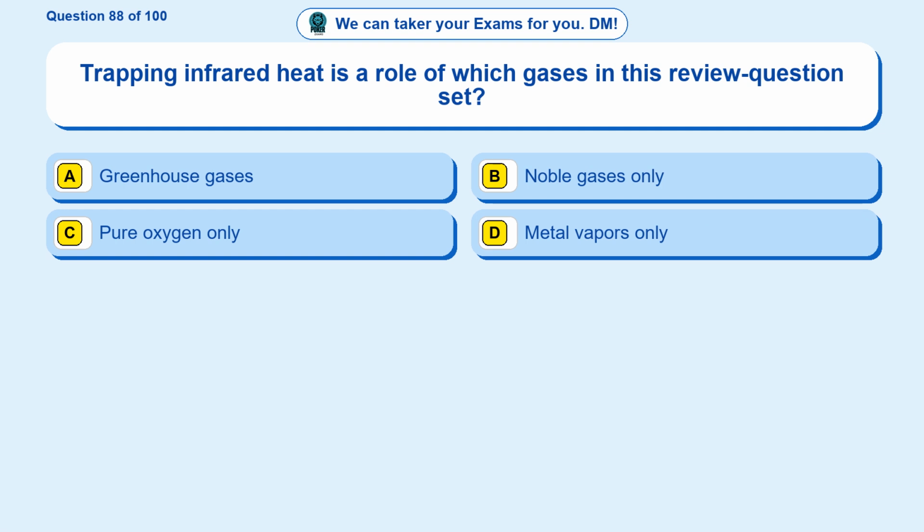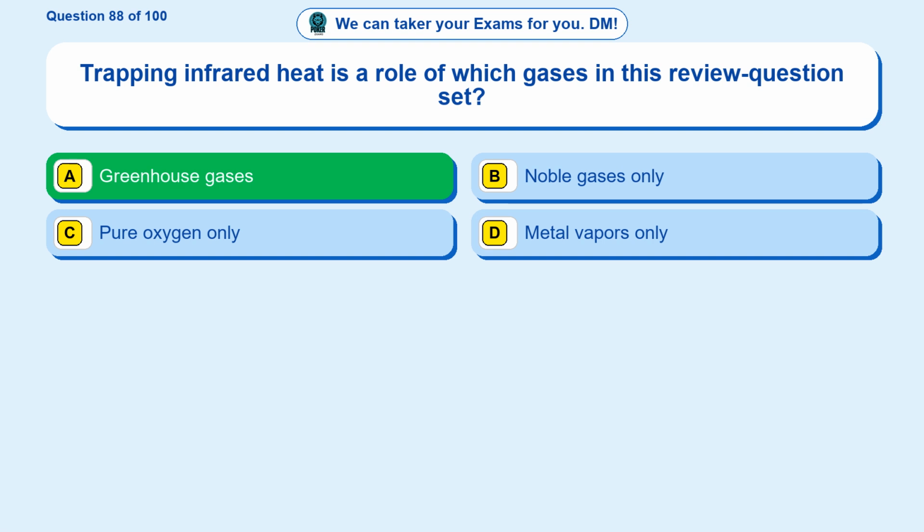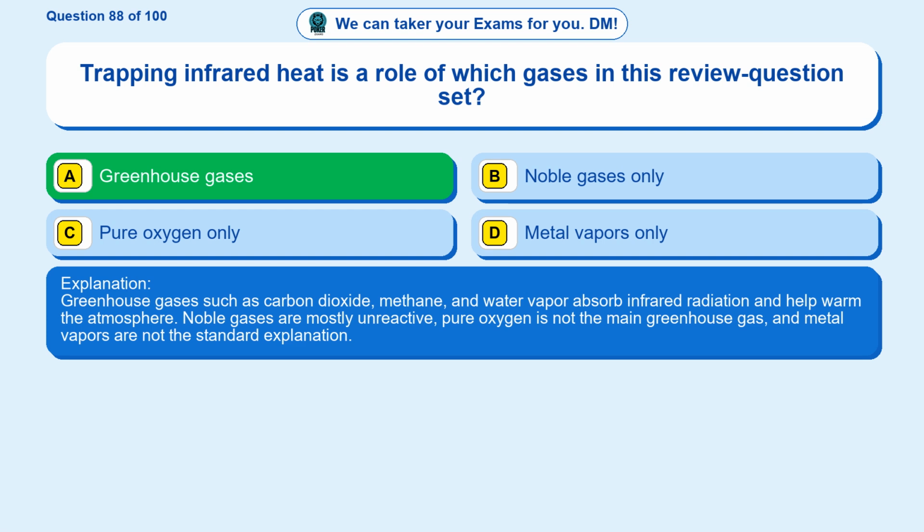Question 88. Trapping infrared heat is a role of which gases in this review question set? Option A, greenhouse gases. Option B, noble gases only. Option C, pure oxygen only. Option D, metal vapors only. The correct answer is option A. Greenhouse gases. Greenhouse gases such as carbon dioxide, methane, and water vapor absorb infrared radiation and help warm the atmosphere. Noble gases are mostly unreactive, pure oxygen is not the main greenhouse gas, and metal vapors are not the standard explanation.